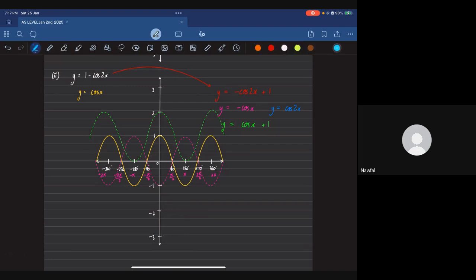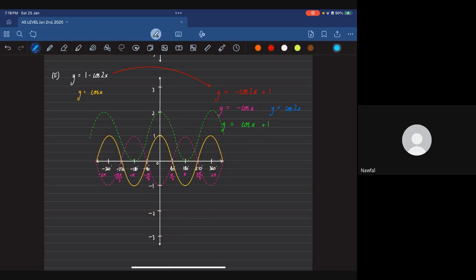So your graph should be exactly like your original graph, but it should happen twice as much. All right. So, for example, if this is one complete wave, the other graph should make at least two waves. Is this clear, guys? Anyone who does not understand this, let me know. All right.